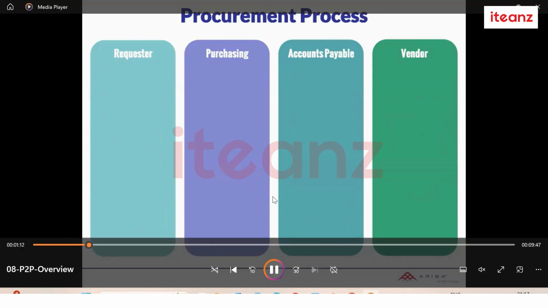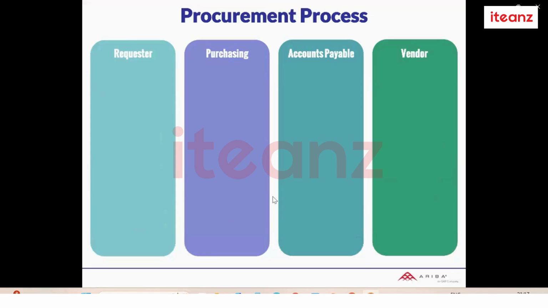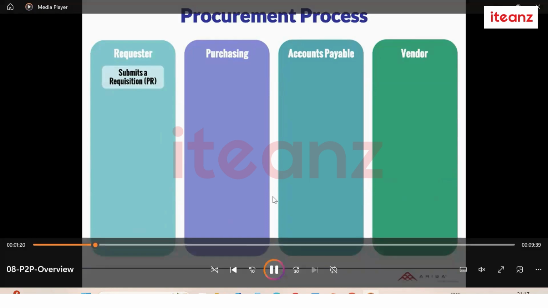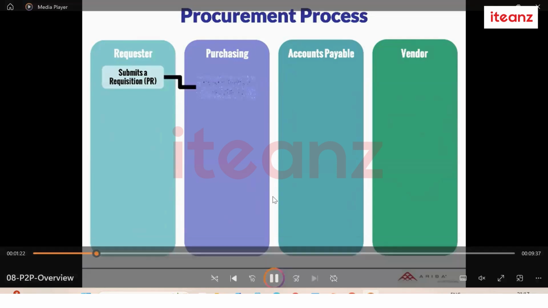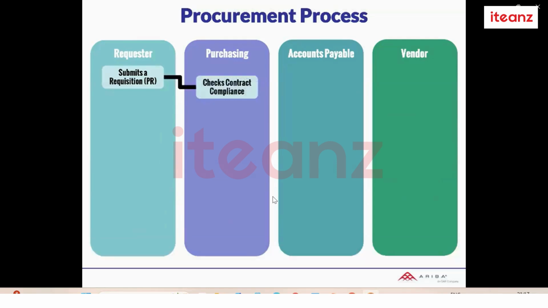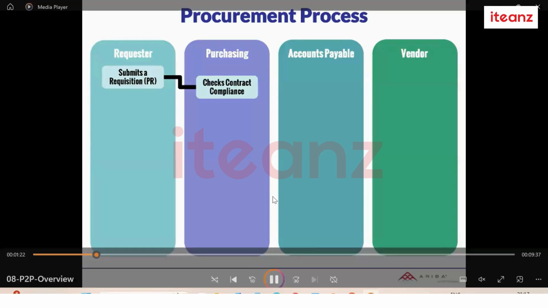Next, how I will show the process in the technical way. The requester will submit the PR. The end users, you can say, are the requester. Once the requester submits the PR, it checks the contract compliances, everything. This purchasing process, the requested PR submit, everything is done on the procurement process. All this is the procurement process.